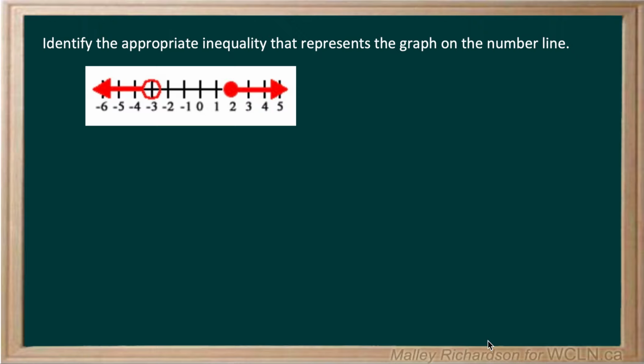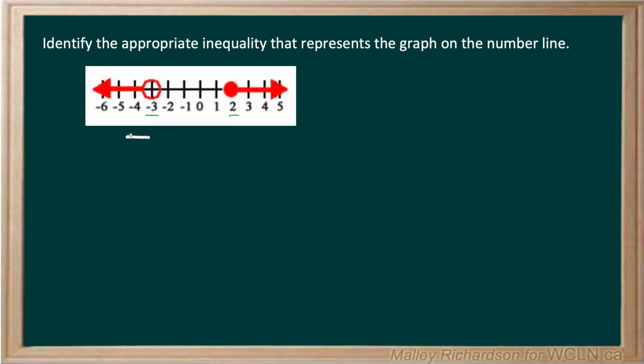Identify the appropriate inequality that represents the graph on the number line. To solve, we first want to identify the endpoints of our graph by finding the circles. We can see that there's an open circle at negative 3 and a closed circle at positive 2, meaning these two values are the endpoints.